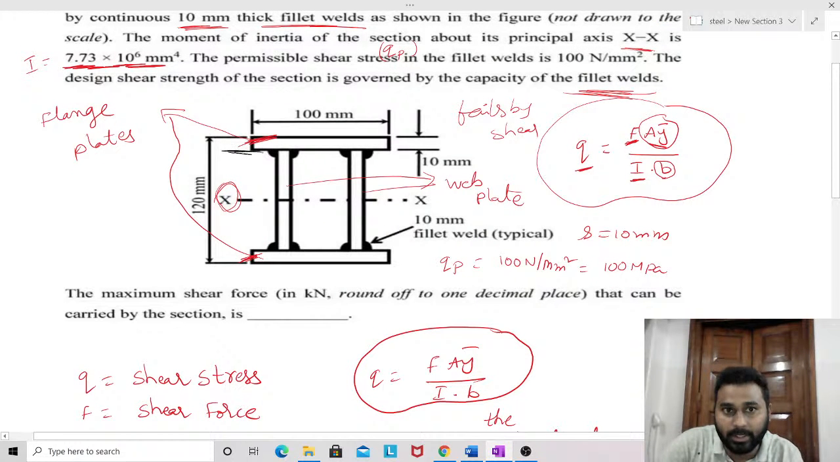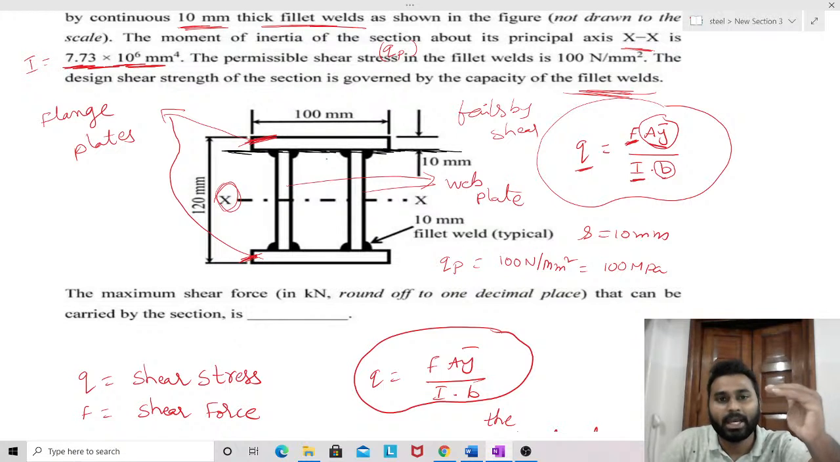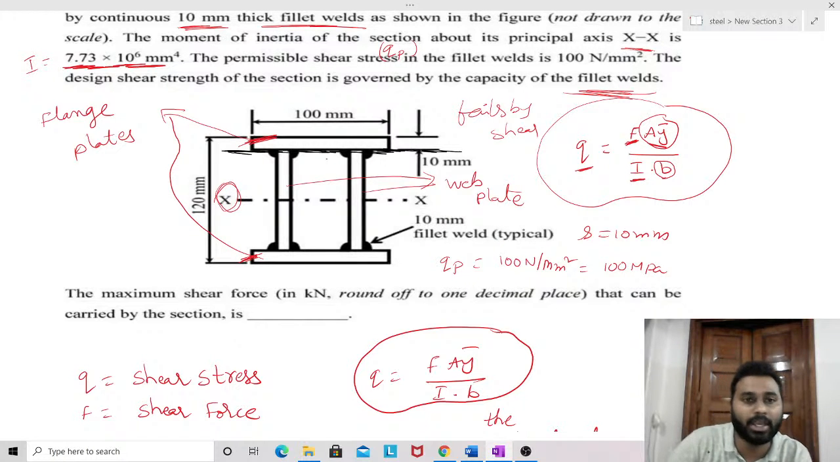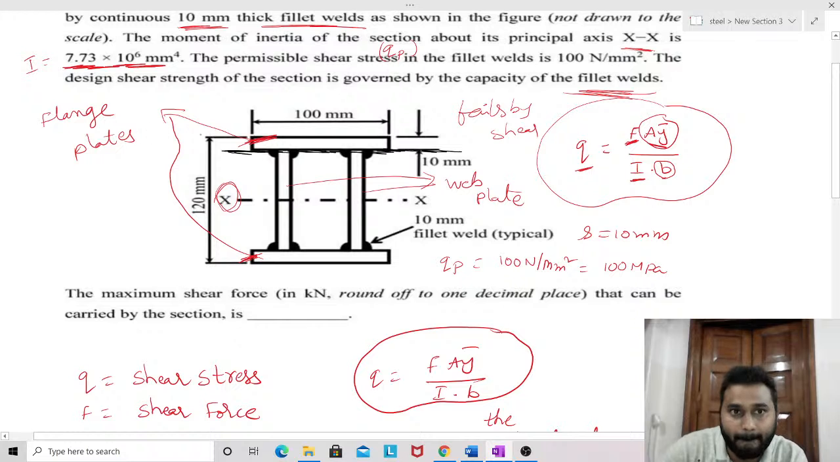Here where the weld is present. See the diagram which is on the screen. Now here where the weld is present. Now A Y bar is nothing but the moment of area of the area above the level at which shear stress is to be calculated. Now the area above this level is this area. I'll shade that area.